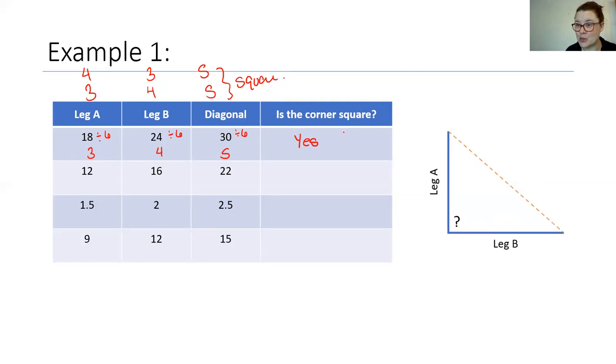Another way to check would be just to put them into Pythagorean's theorem and solve them. But we're just using simple ratios. So 18, 24, and 30 will give us a square. It'll give us a right corner. The next one, 12, 16, and 22. The largest thing we can divide those by is 2.